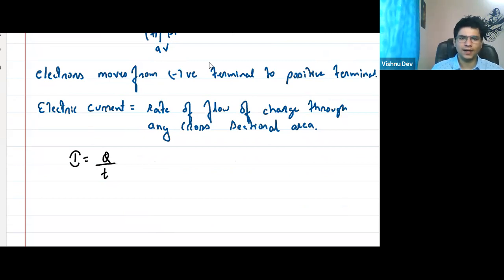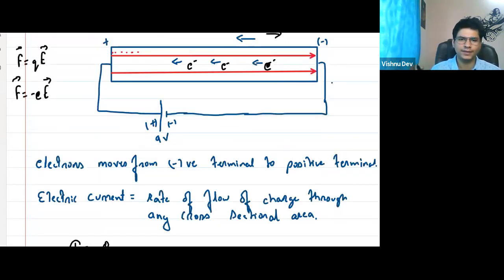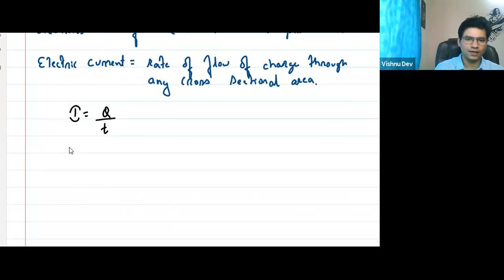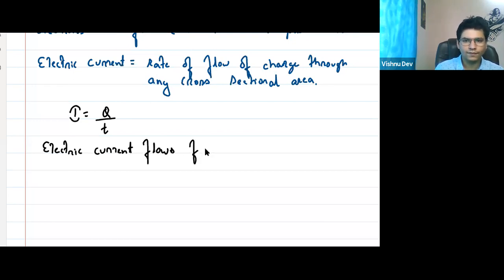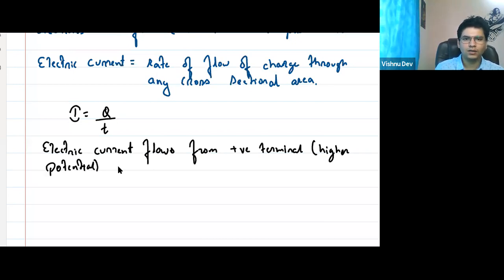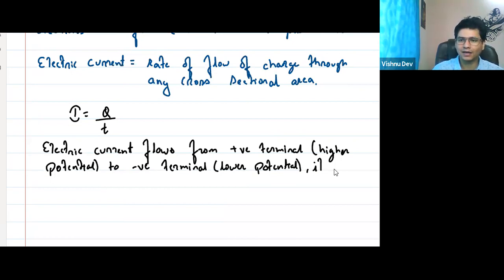Wait, I'll just write it down. Did you understand the electron? Electron flows from negative to positive, yes or no? Now, by convention, we have decided that electric current flows from positive terminal, which is higher potential, to negative terminal, which is at lower potential. And it is taken as a convention.